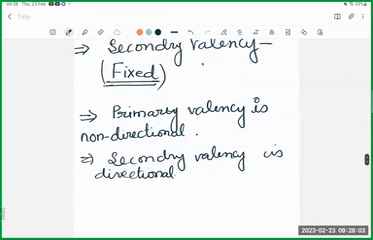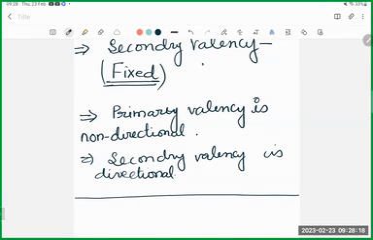Second, directional and non-directional: you can see all coordinate bonds go towards the metal atom. So secondary is directional, whereas primary depends only on the oxidation state, so it is non-directional. That's all about Werner's theory.